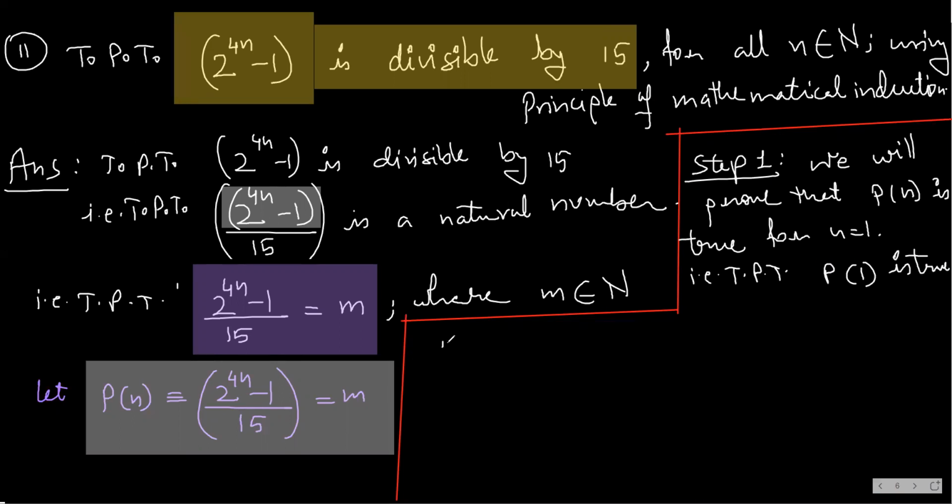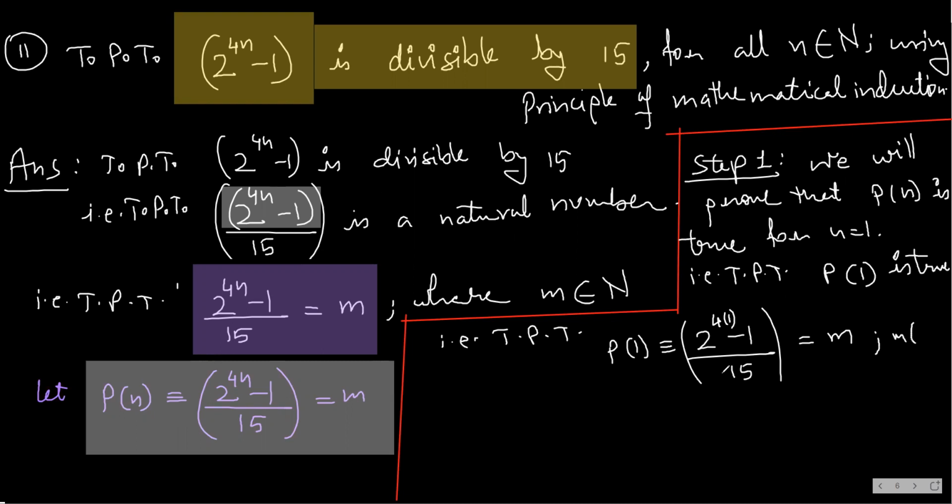What is P of 1? That is to prove that P of 1 is 2 raised to 4 into 1, that is 4 into 1 minus 1, upon 15, is equal to m, where m is an integer. Remember, m belongs to n is true. This we have to prove.